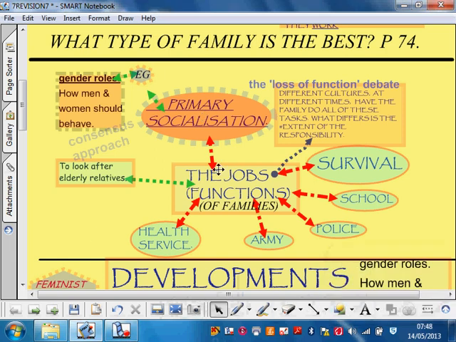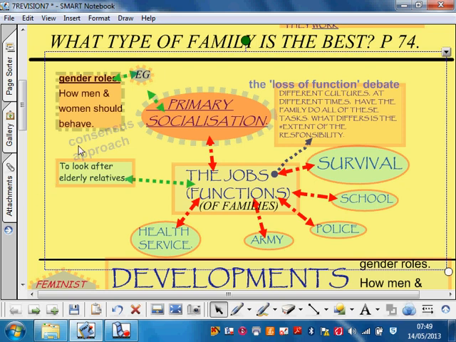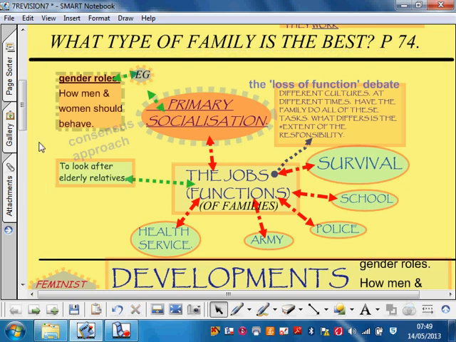Primary socialisation is the main function of the family. Families have functions, the job they do, and primary socialisation is always the main one. It teaches you how to exist within your culture. Most famously, it teaches our gender roles, how men and women should behave. We mostly learn this from our families. This is what's called the consensus approach to families.